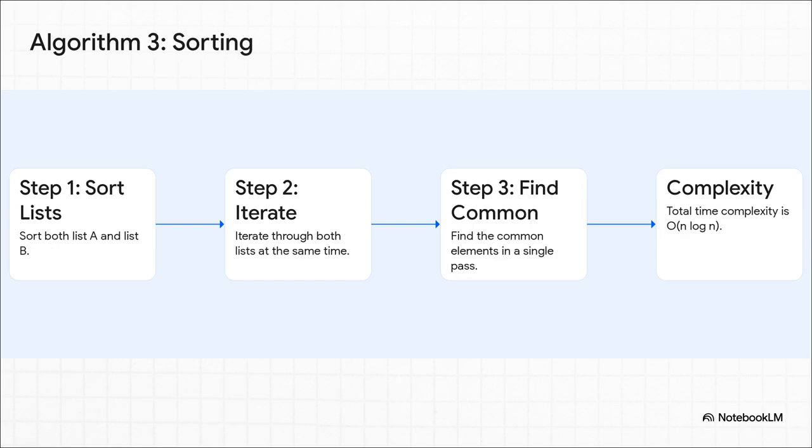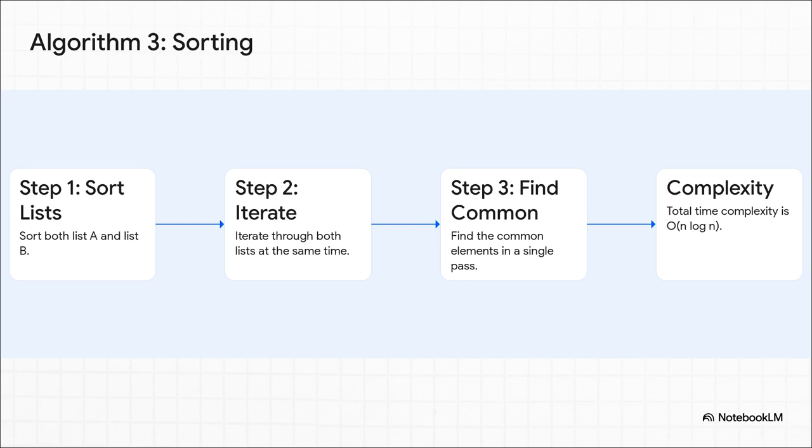All right, now let's look at a completely different way to solve this, algorithm 3. With this one, we're not going to use any fancy data structures at all. No sets, no maps. We're just going to take both of our lists and sort them. Once they're both sorted, we can do this clever trick where we use 2 pointers, one for each list, and just walk through them both at the same time to find the matches.